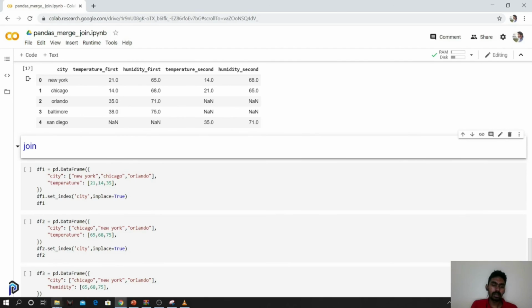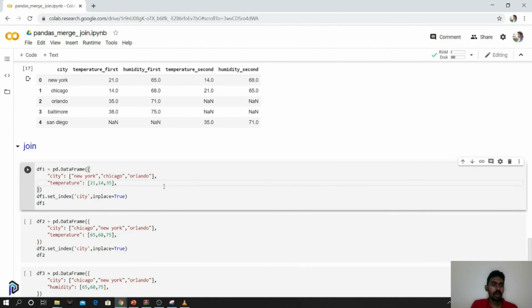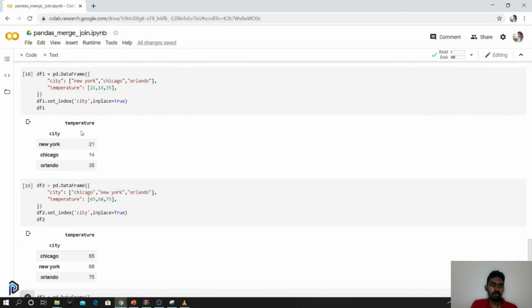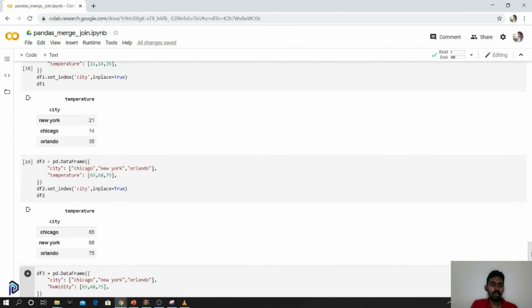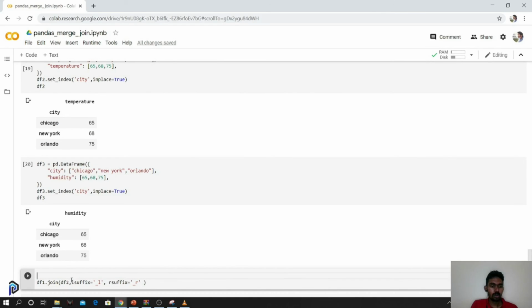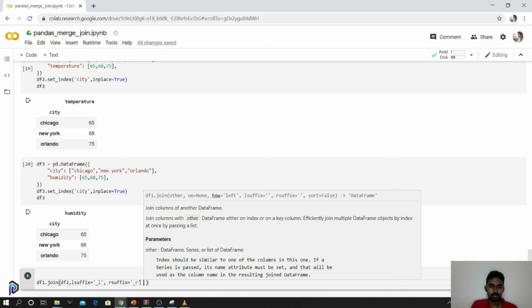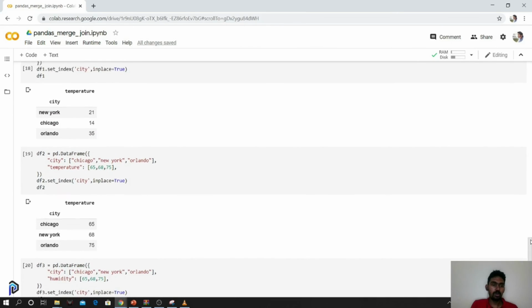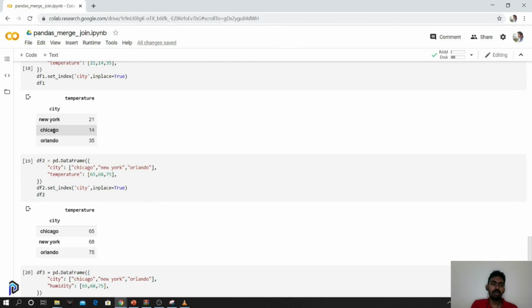Join is actually implemented with merge in the underlying, but we'll just see how to use join also. So we have created two data frames. I'll just show you an example. So in join, we don't actually have that on. We are not passing the on over here. What we are doing is the on is actually used to specify which thing you should be using as a primary key kind of thing to actually join two data frames. So here what we are doing is we are setting the index to be city. So we have two data frames like this.